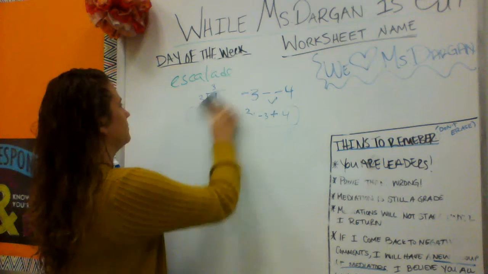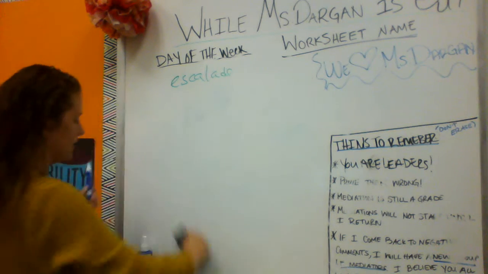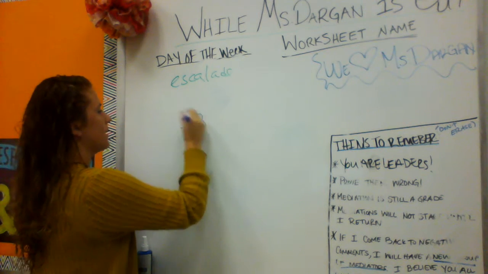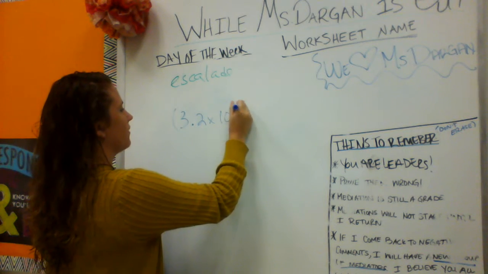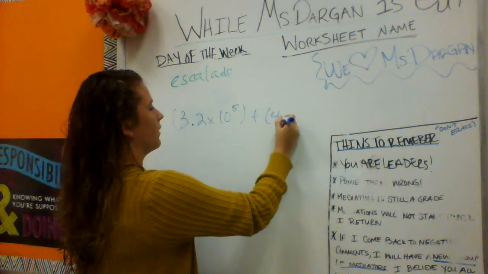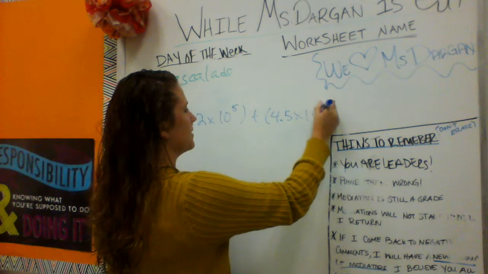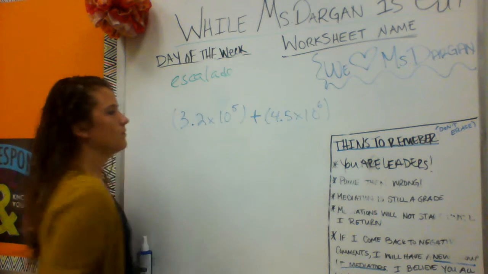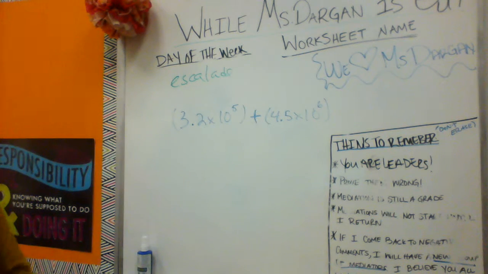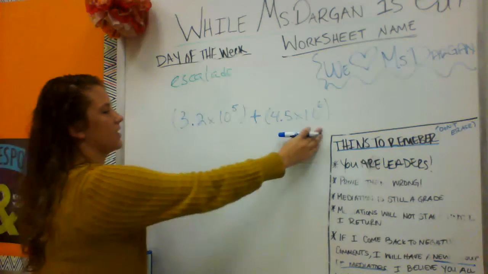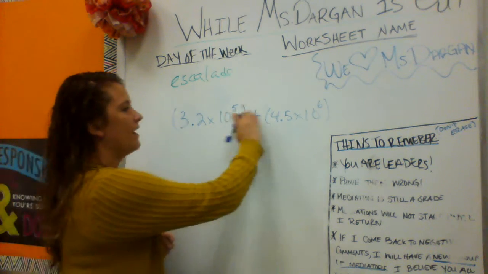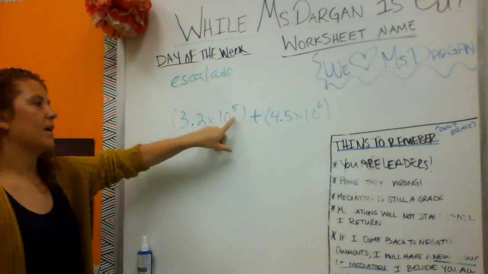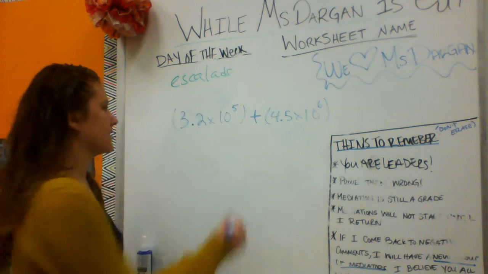Our next problem is going to be addition. I have 3 and 2/10 times 10 to the 5th plus 4 and 5/10 times 10 to the 6th. Again, first thing I want to do is identify what am I doing. I'm doing addition. And so I know there aren't those quick shortcuts with addition. With addition, we have to make sure that the base and the exponent are the same. This one is a 5 and this one is a 6. I always want to take my smaller number and make it bigger. So I'm going to take my exponent of 5 and I want to make it into a 6.